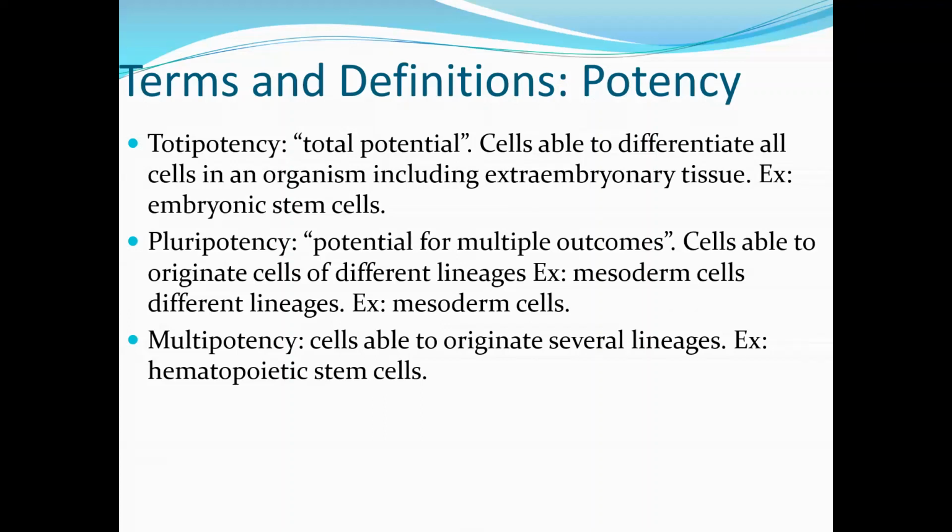Yes, sir. So next is definition. There are three potencies. Number one is totipotency. Totipotency is when the cell is able to differentiate into all the cells, and pluripotency is when the cell is able to originate cells of different lineages. Next is multipotency, where the cell originates several lineages, for example the hematopoietic stem cell.